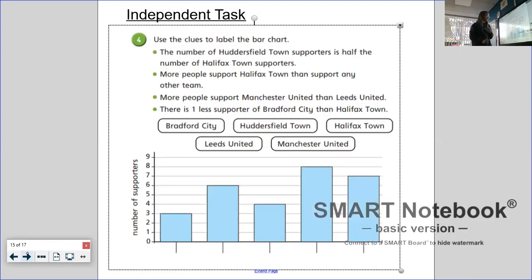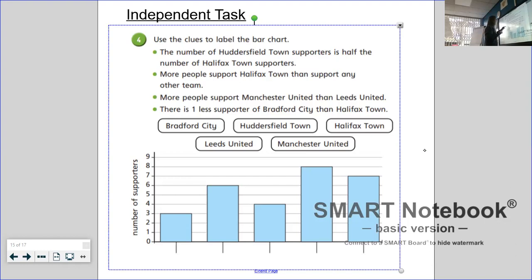Right. I am putting this on the screen. I like this one. It says, you've got this in your booklet. If you don't, use my screen to help you. Use the clues to label the bar chart. The number of Huddersfield Town supporters is half the number of Halifax Town supporters. More people support Halifax Town than any other team. More people support Manchester United than Leeds United, and there is one less supporter of Bradford City than Halifax Town.